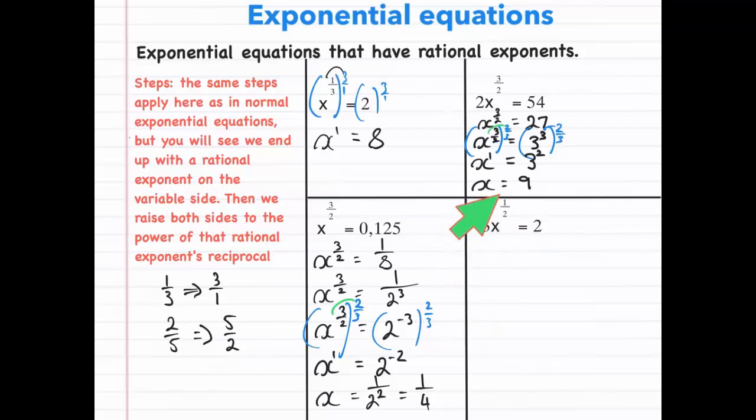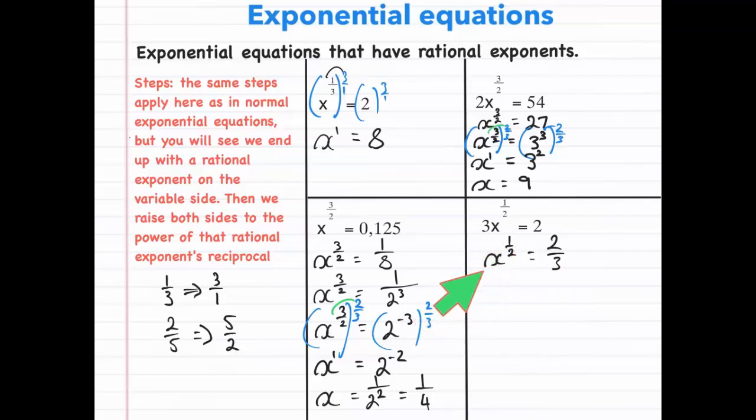Again, we have our variable term equals one constant term. There's a coefficient. I have to divide with it first. So this will be x to the power of a half equals 2 over 3. Okay, I don't want to work with decimals. You see, I changed the decimal to a fraction, so it's better to work with fractions.